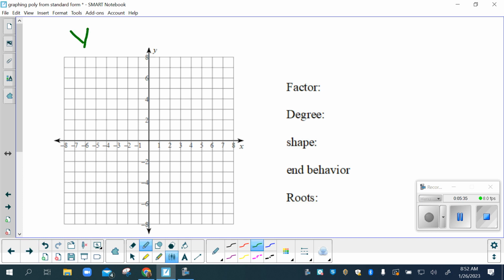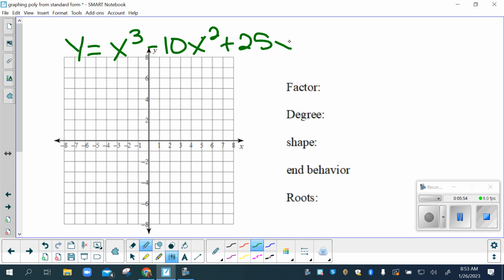So y equals x to the third minus 10x squared plus 25x. Okay. So here's what we're going to do, and I'm going to walk around and help people who need it.